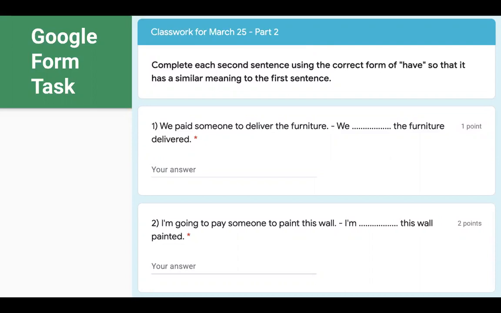We paid someone to deliver the furniture. I'm going to pay someone to paint this wall.